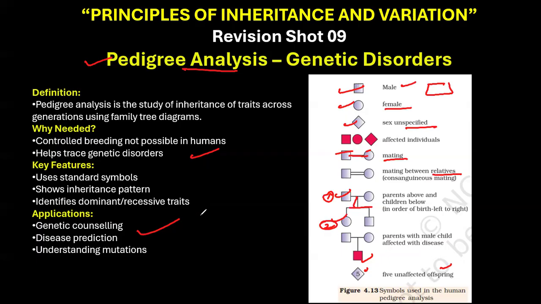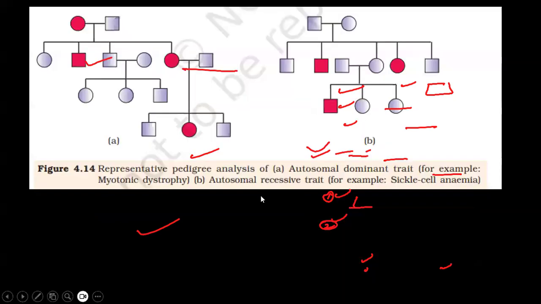Now, this is important. These symbols are very important to memorize. You must memorize them, and then you must know how to find out whether a pedigree is dominant, recessive, or whatever it is. There are two pedigrees given in your textbook. I will explain to you the easiest way to find out, though it does not apply to all pedigrees, but it applies to the pedigrees given in your textbook.